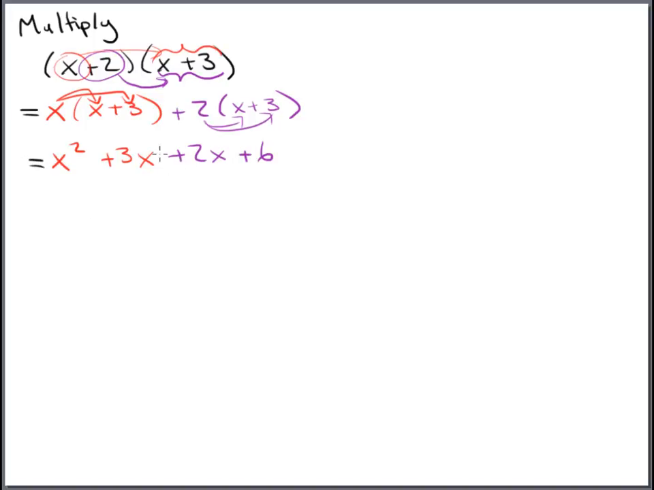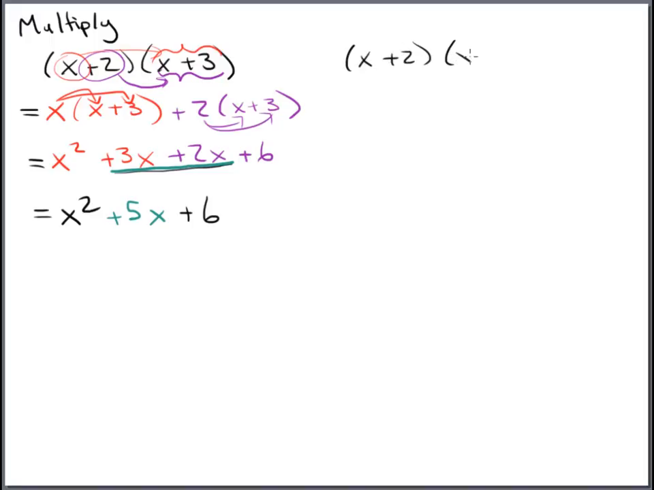Can I write it simpler? I sure can. I can combine these two and get x squared plus 5x plus 6. And that's the product of those two binomials. We don't normally write it out all like this.